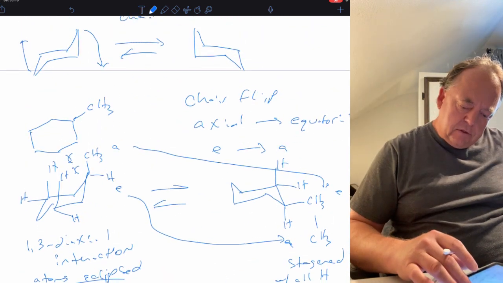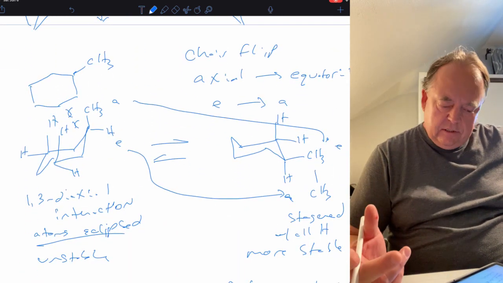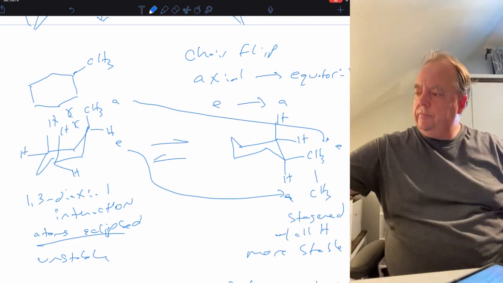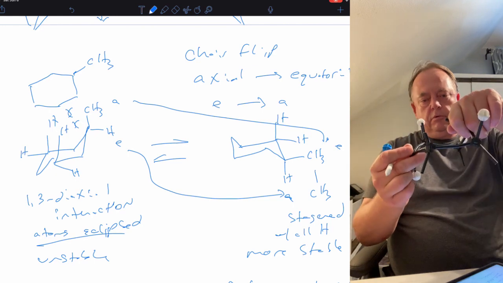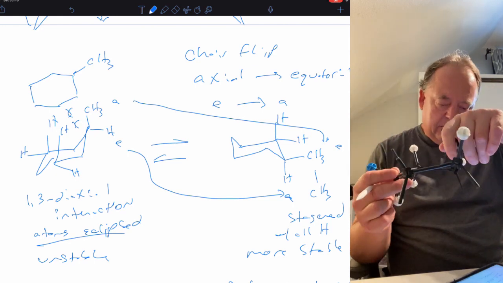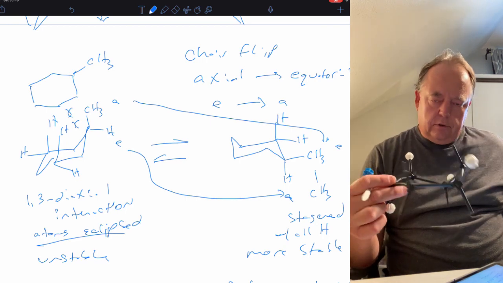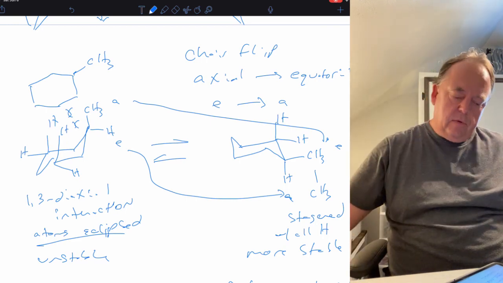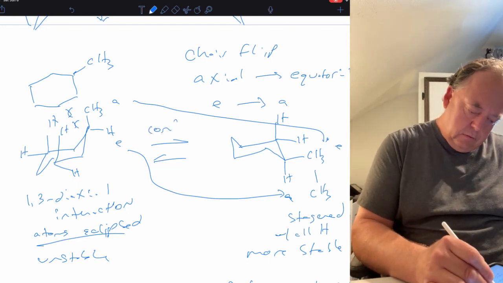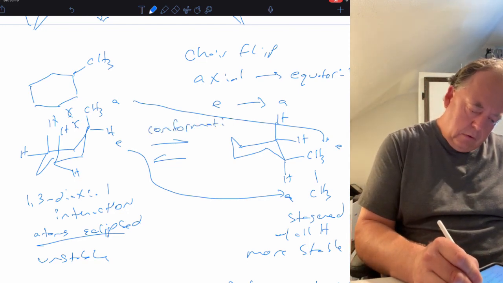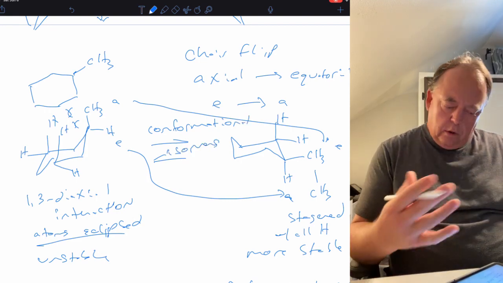So for methyl cyclohexane, both of these axial and equatorial conformations exist. So these are conformational isomers, because how do we go from one to the other? We rotate around these bonds and we rotate around these bonds. And anytime you generate different molecules just by rotating around bonds, those are conformational isomers, not constitutional isomers. But one is preferred over the other.